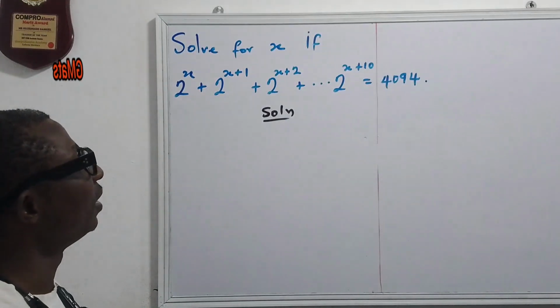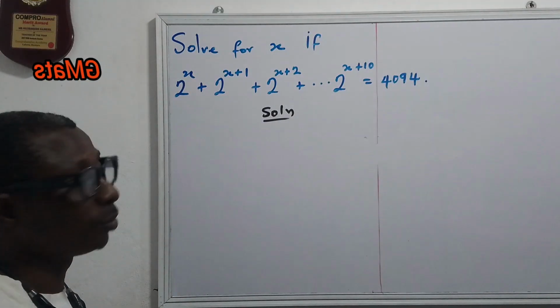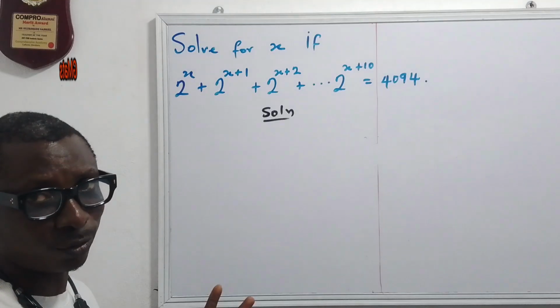Now, let's solve this problem. We have to find x if 2 raised to the power of x plus 2 raised to the power of x plus 1 down to 2 raised to the power of x plus 10 equals 4094. So how do you do this?